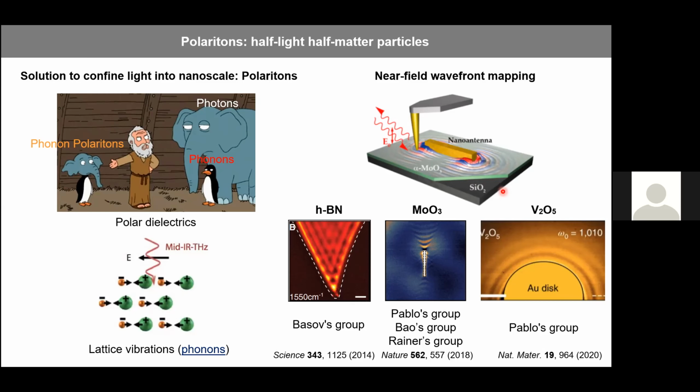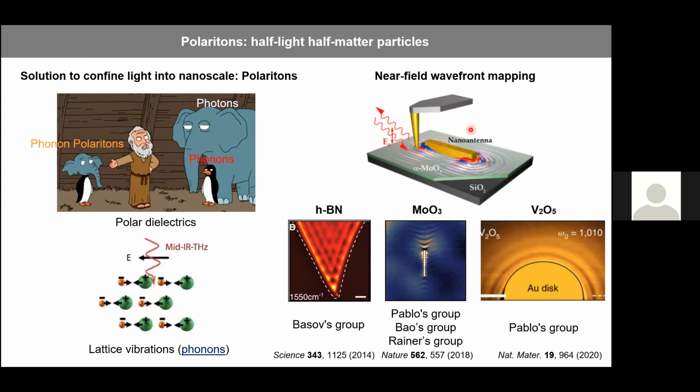We call it wavefront mapping. It is quite famous. You can imagine we put a gold antenna on top of the sample, and then we illuminate the antenna with an incident beam, and it helps us to efficiently launch the phonon polaritons. Then we use the AFM tip to raster scan the sample. Simultaneously, we can probe the near-field amplitude and phase information.